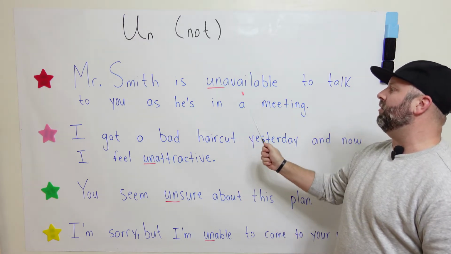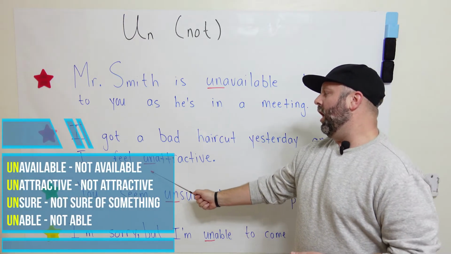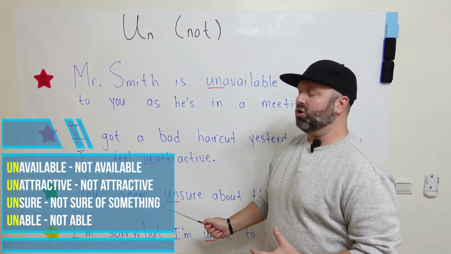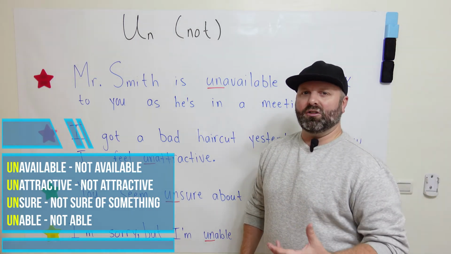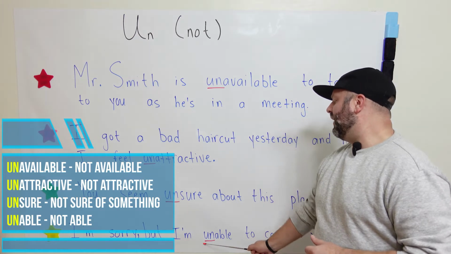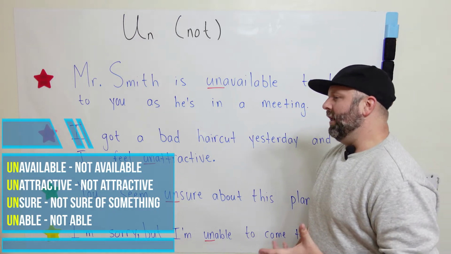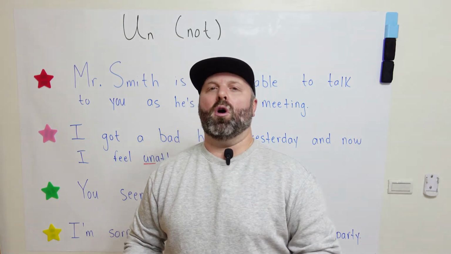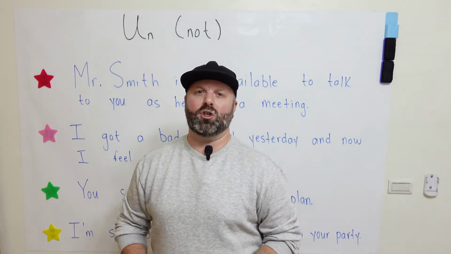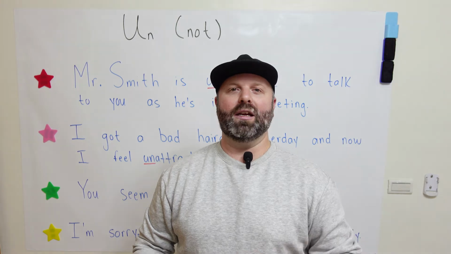So when we do a quick review here, un just means not. Unavailable, not available. Unattractive, not attractive. Unsure, not certain, have some doubt. And unable, not able. All right, guys, now let's move on to our fourth prefix, which is re.